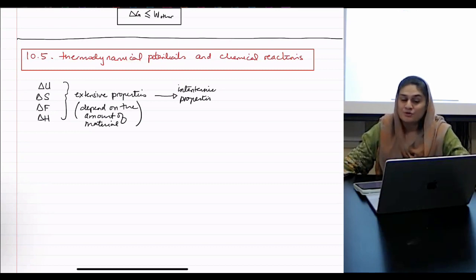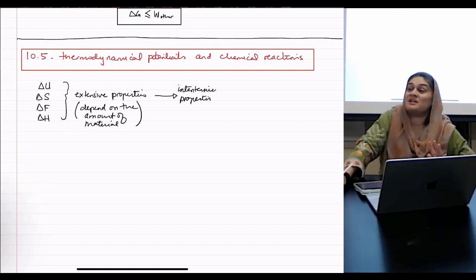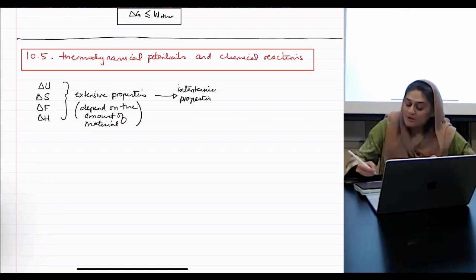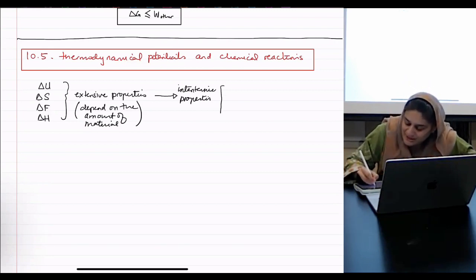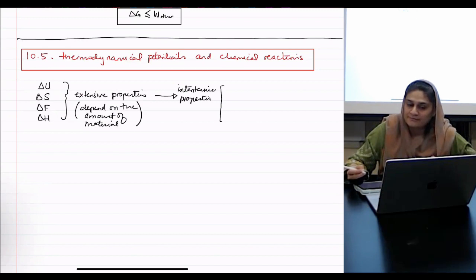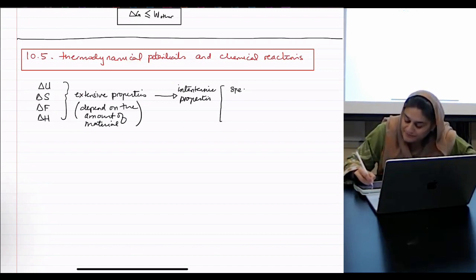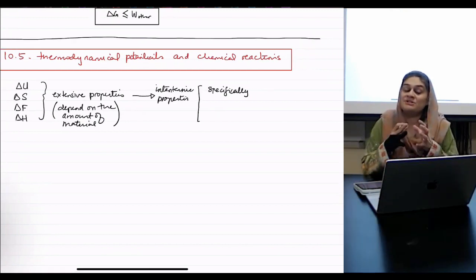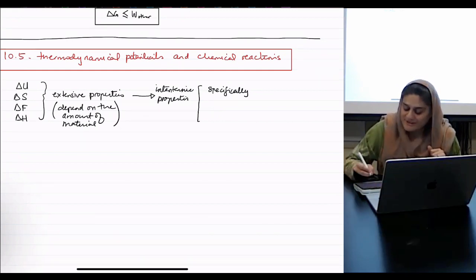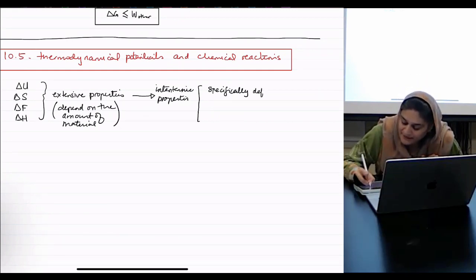Divide by mass. True. However, in most circumstances, you can't do that. So what you do instead is to define specifically the conditions under which they become intensive. For example, specifically defining temperature, pressure, mass, and the physical state.